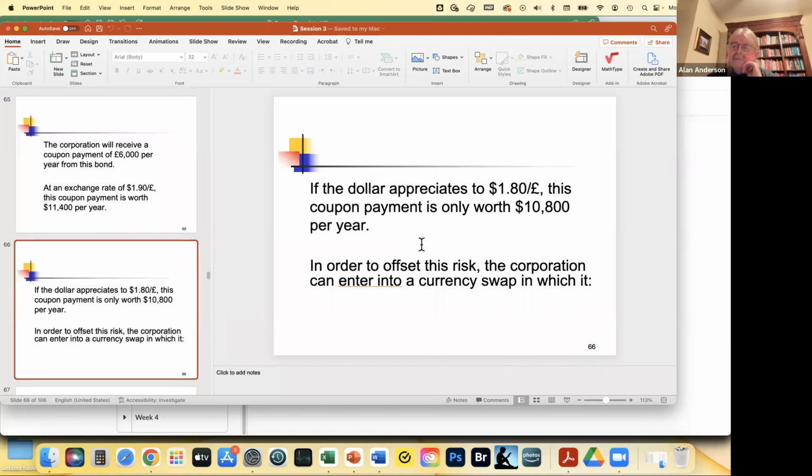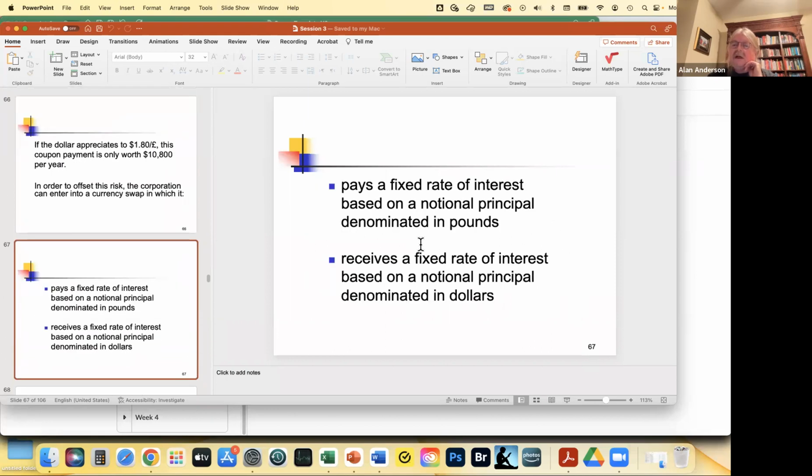We don't want that. We're worried about this. So therefore, we enter into a swap where we pay a fixed rate based on pounds, and we receive a fixed rate based on dollars. So we're hoping that we end up earning a rate of interest that's denominated in dollars because we don't want any foreign exchange risk. That's always our motivation with these. We want to avoid foreign exchange risk whenever possible.